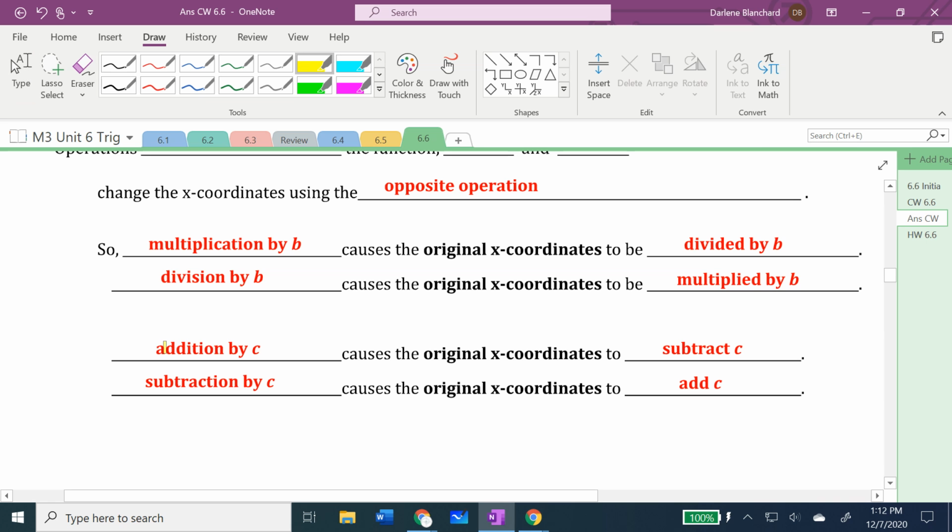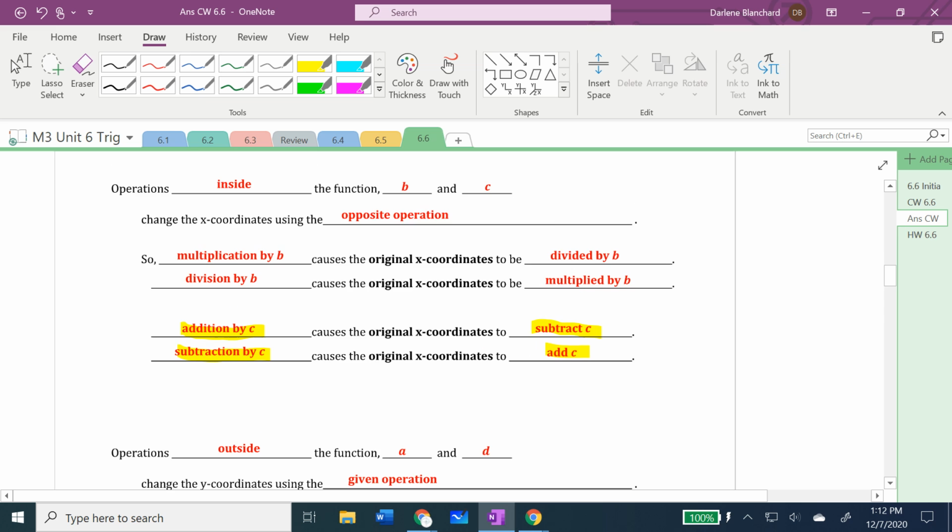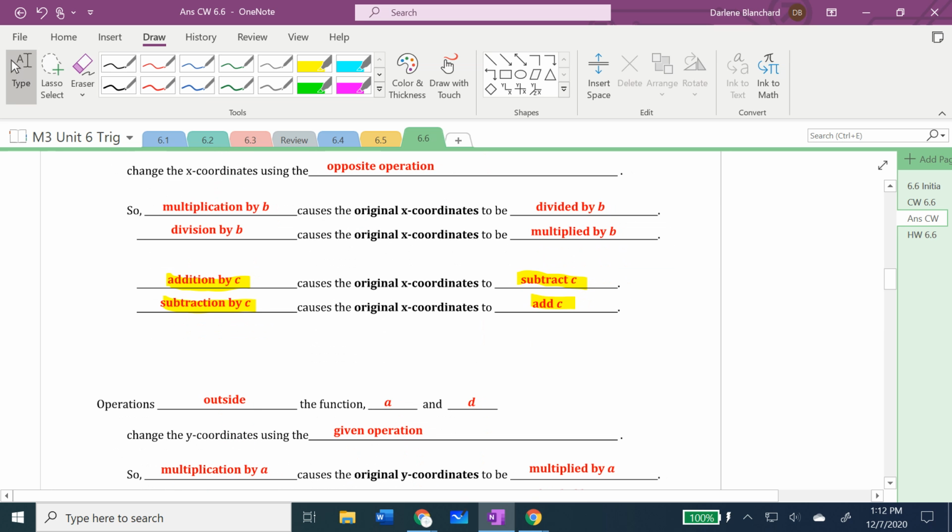Also, if you see addition by C, you are going to actually subtract C from the original x coordinates. If you see subtraction, you're going to add. Then operations that are outside the function are A and D. You will change the y coordinates using the given operation. So I want to emphasize the x coordinates are changed with the opposite operation you see.